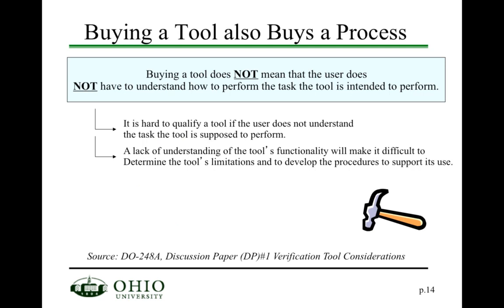Very important to notice is that if you get a tool, it buys you a process. You need to understand what you're going to use the tool for. Especially, you have to realize that it's really hard to qualify a tool if you do not understand what you're going to use this tool for, what life cycle process you're going to aid, and what life cycle process you're going to eliminate or reduce. So you need to understand your original life cycle processes. Otherwise you can, first of all, not determine if you need to qualify the tool, and second of all, if you do need to qualify it, it's going to be really hard.